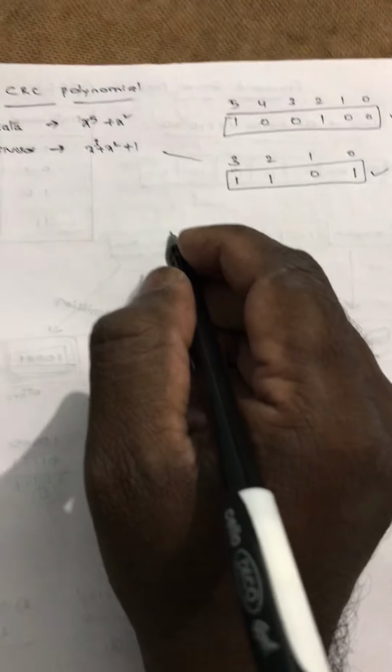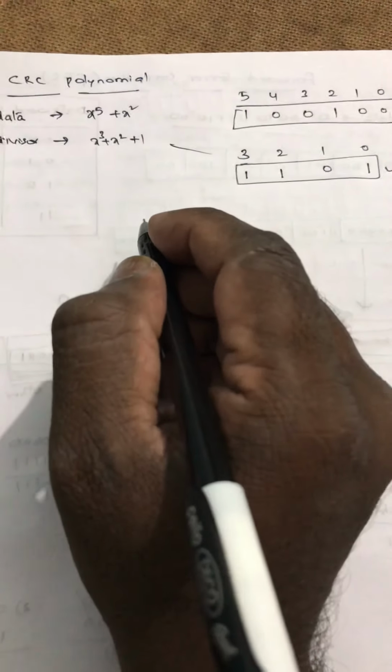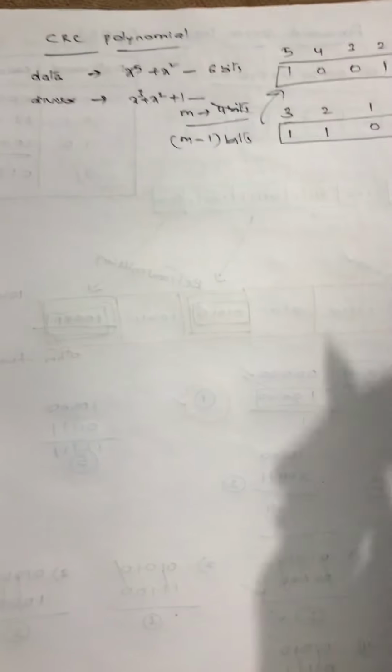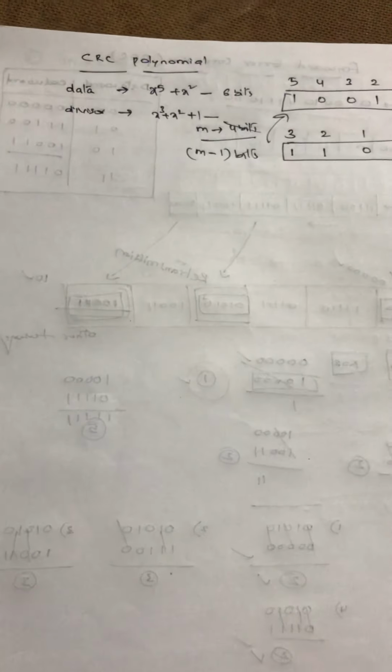Now you have to perform the division operation. One thing you need to remember is, assume that the data is a total of 6 bits and this divisor, let us assume m, I will take it as m, so m is a total of 4 bits. Now you need to append m minus 1 bits to the data while performing the CRC. I hope it is clear.